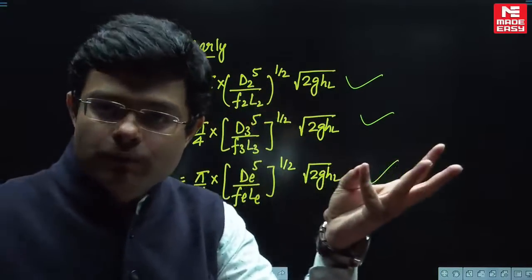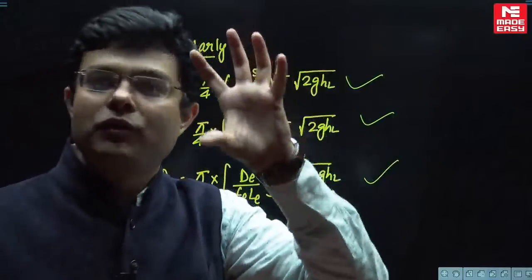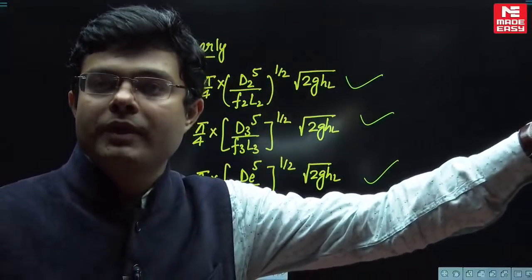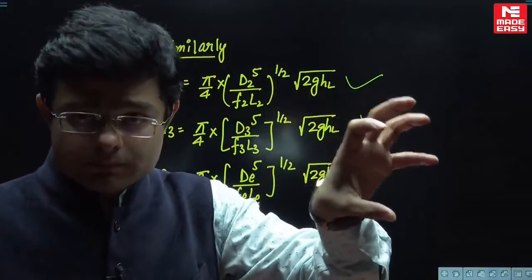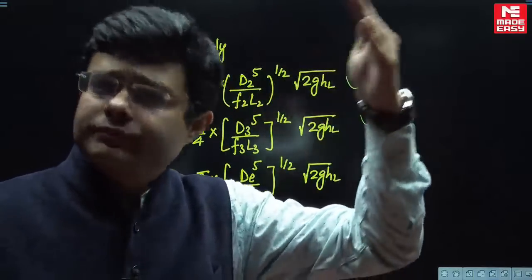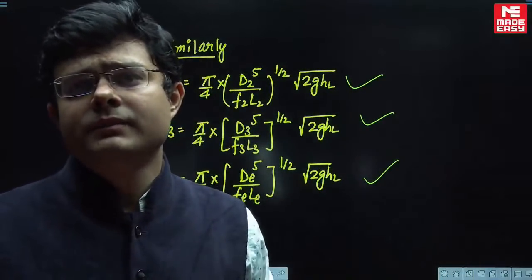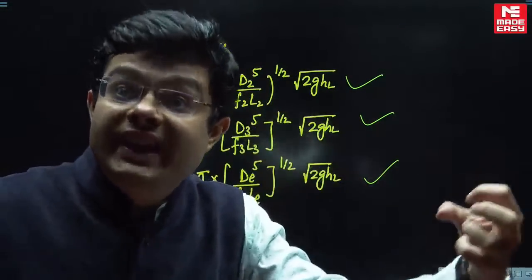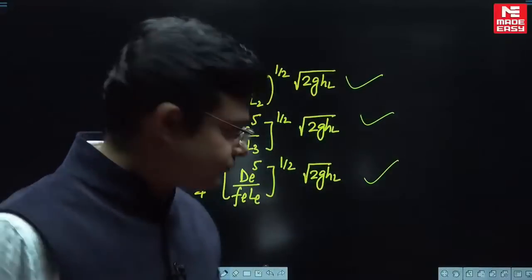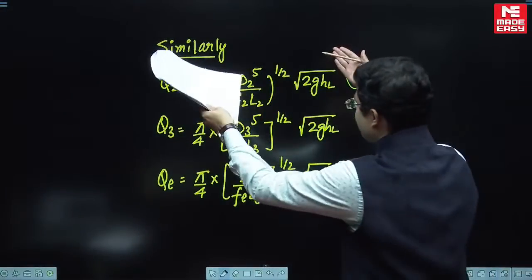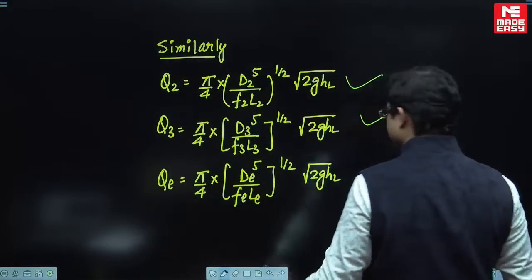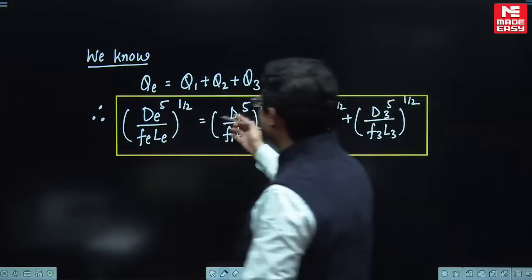Similarly, find V2 by equating the loss with HL. Find V3 by equating the loss with HL. Find VE, equivalent velocity. Okay, so in the same manner you can find Q2, Q3 and QE. Now what is the final thing?